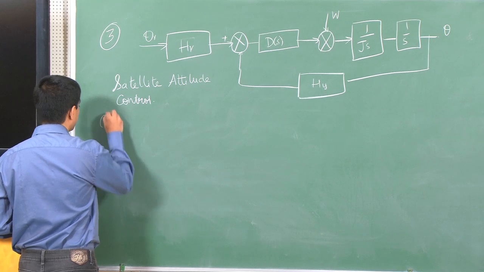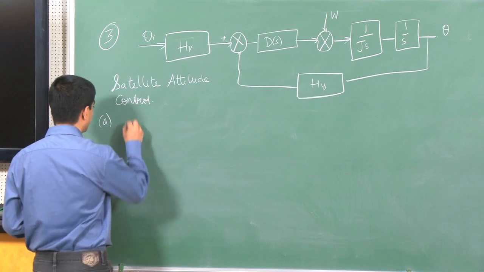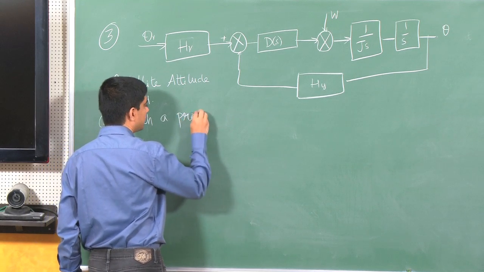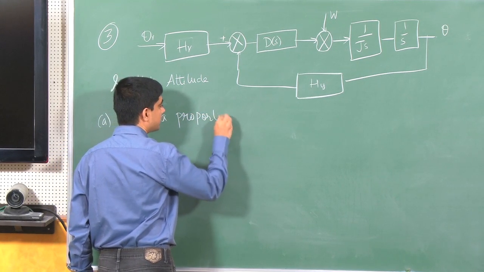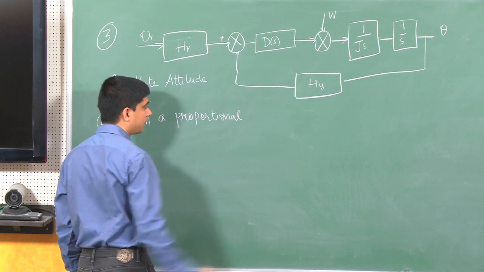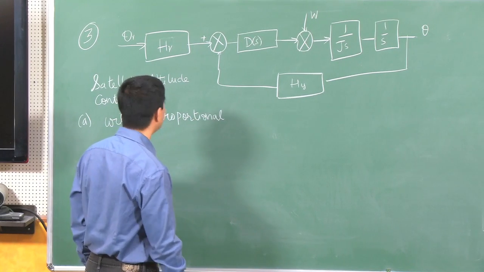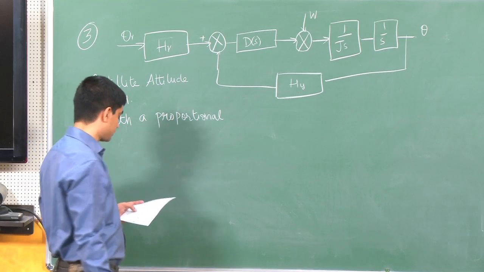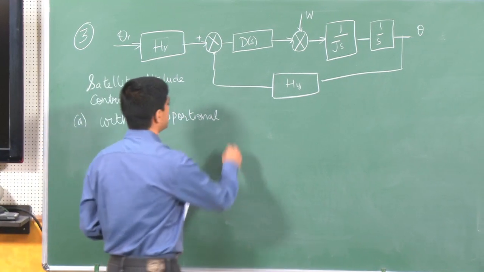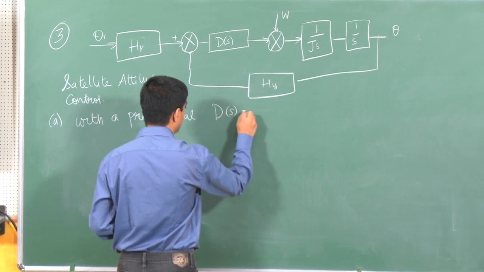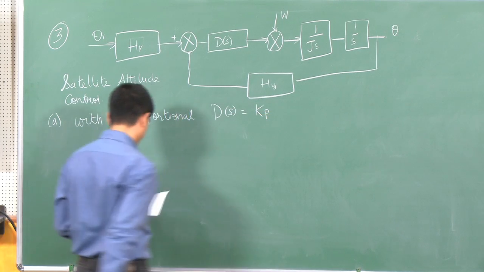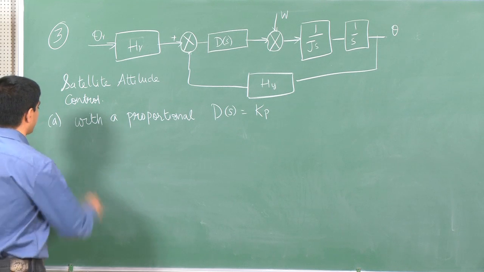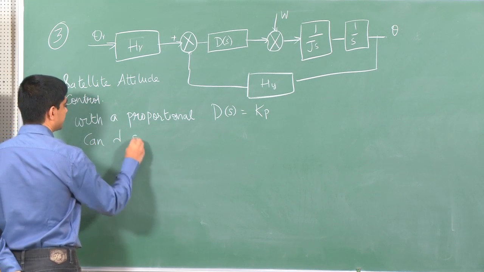Okay, in the first part, with a proportional controller, we slowly see the effects of P, PI, PD, PID and see what they mean with respect to reference tracking and even disturbance rejection. So, first thing is to start with the proportional controller, which means my ds is simply a constant Kp. Can I stabilize the system, right? So, can I stabilize?